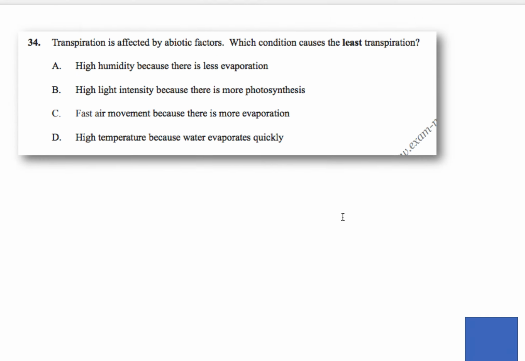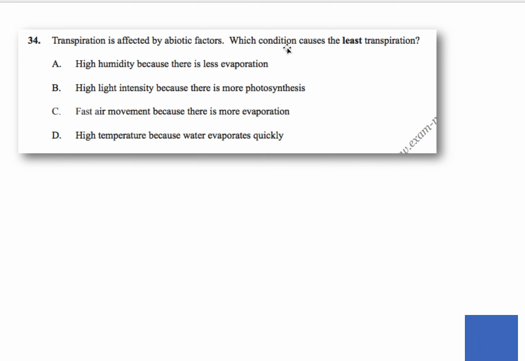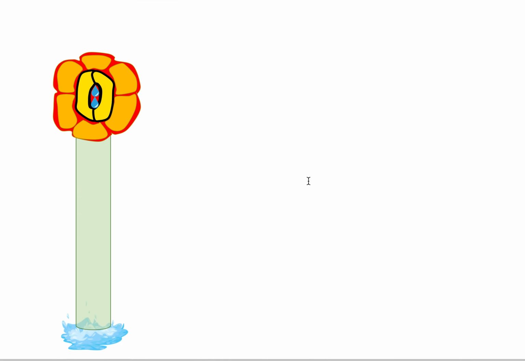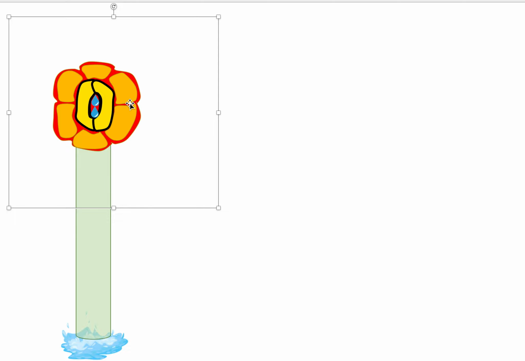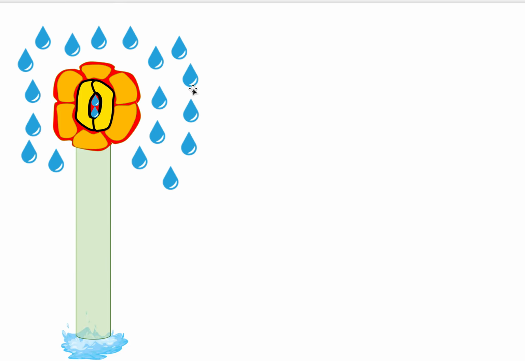So let's go one by one and double check that we know this. Again, least. So high humidity, because there's less evaporation. Okay, so high humidity means this. Let me show you. Here we have a plant, a very simple version. The soil, water, we have the xylem, and then we have finally the sweat gland. And humidity means that there's a lot of water in the air. And we know when there's a lot of water in the air, this means that the water from the stoma doesn't want to leave because it's so crowded already. It's traveling against the concentration gradient, right? It's too much.